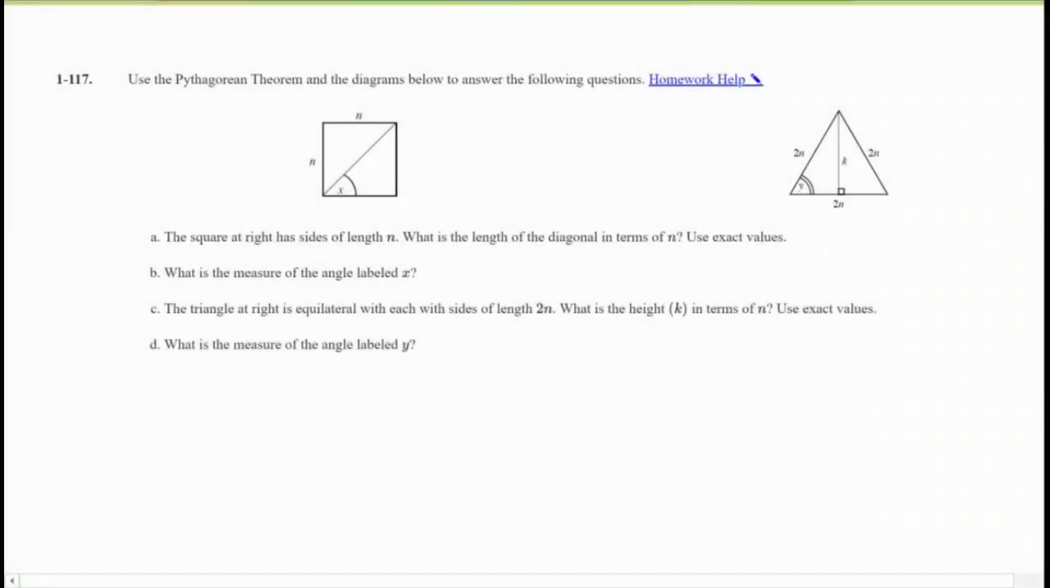Here we're asked to use the Pythagorean theorem and diagrams to answer the questions. The first one's talking about the square here on the left, where the side lengths are n. And we're looking for, what is this length here? Real quick, Pythagorean theorem: a squared plus b squared equals c squared, and c is the length of the hypotenuse. So that's really the one, c is what we're going to solve for here.